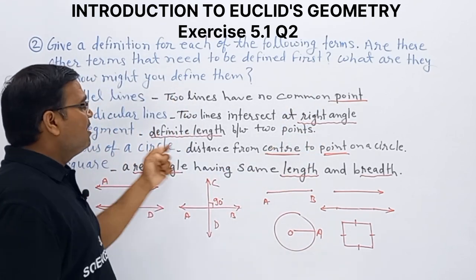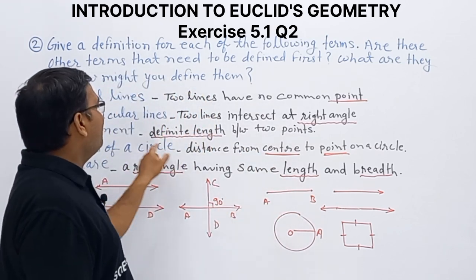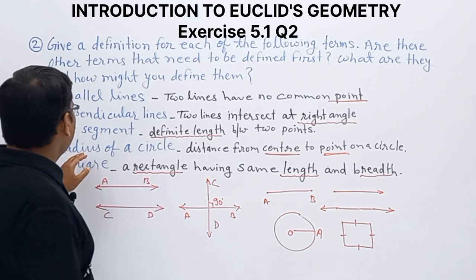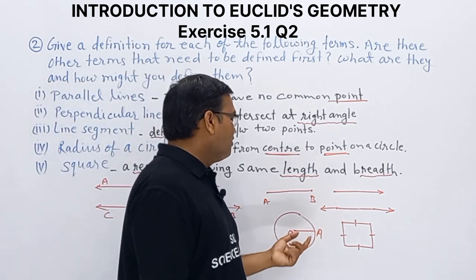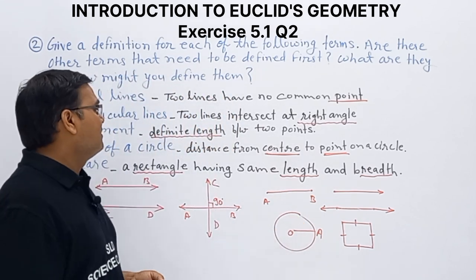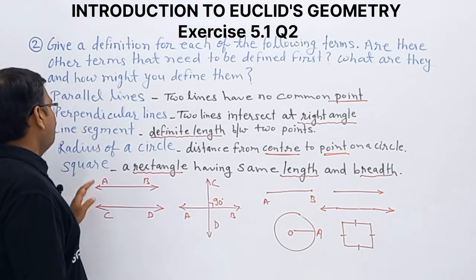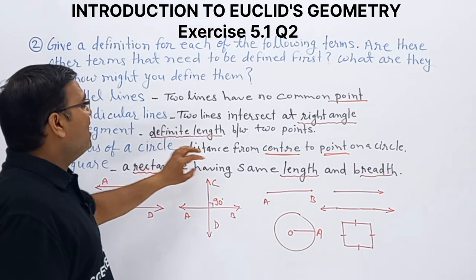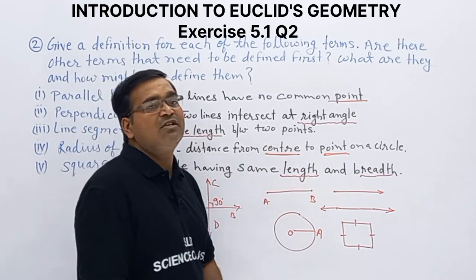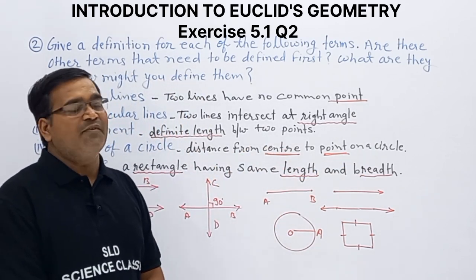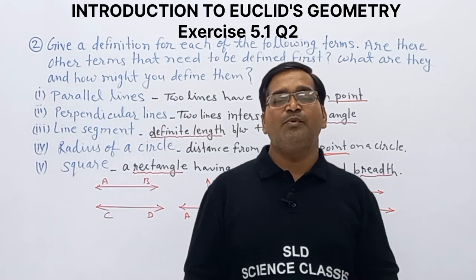Next one, line segment. A line segment has a definite length between 2 points, so definite length is undefined. Next, radius of a circle. The distance from center to a point on a circle is the radius, in which center and point are undefined terms. Next, square. A square is a rectangle having the same length and breadth, so rectangle, length and breadth are undefined. So these are all easy definitions. I hope you understand these definitions.